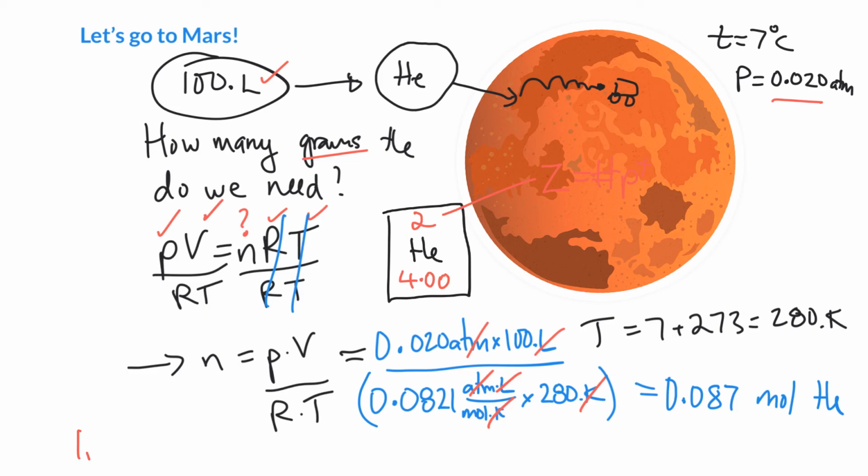So we can use that as a conversion factor, right? We can say 1 mole of helium, if you excuse my writing, weighs 4.00 grams of helium. Its molar mass is 4 grams per mole. So we can set that up now.